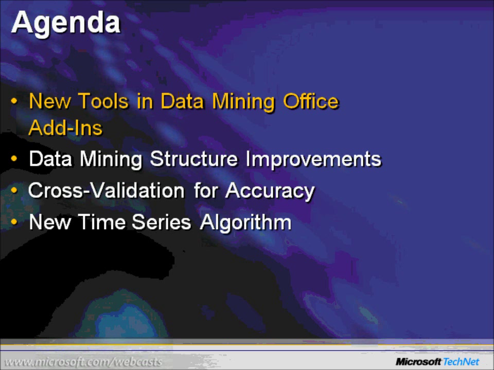So those things are what is new in terms of the data mining add-ins that are part of Office, specifically inside of Excel for 2008. So we'll be talking about some new capabilities inside of there. We'll also look at some data mining structural improvements. And then, as Donald said, we'll be looking at the new cross-validation capability that's built in to test the accuracy of the models that you make inside of the BIDS. And then we'll be looking at the changes to the time series algorithm.